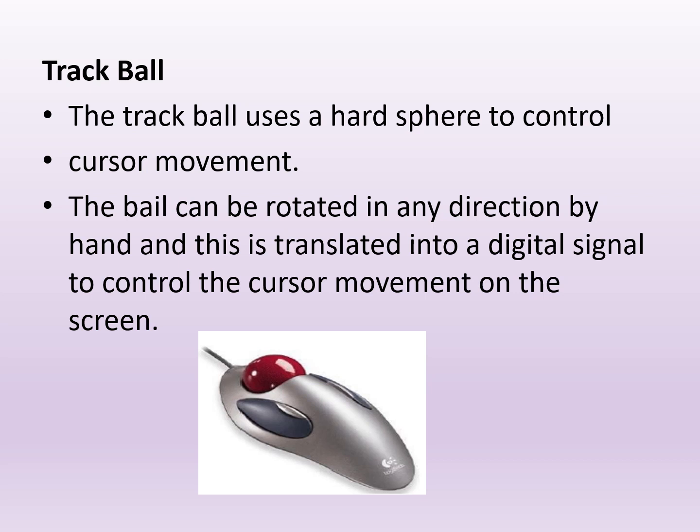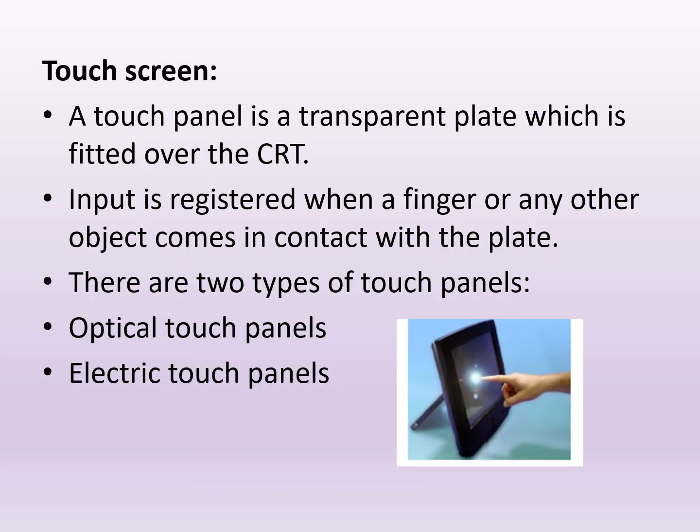Trackball. The trackball uses a hard sphere to control cursor movement. The ball can be rotated in any direction by hand, and this is translated into a digital signal to control the cursor movement on the screen.